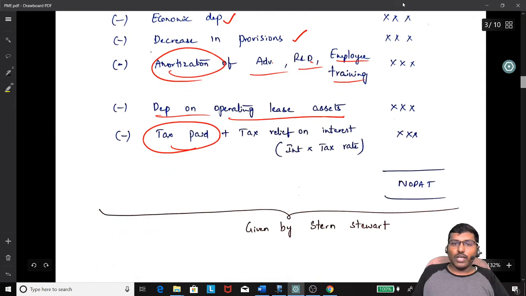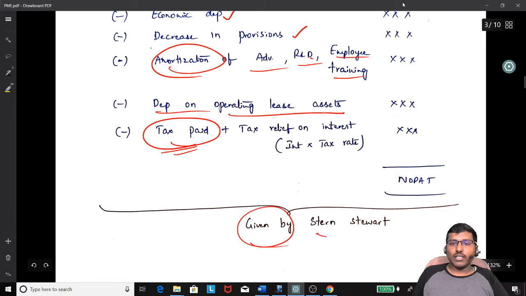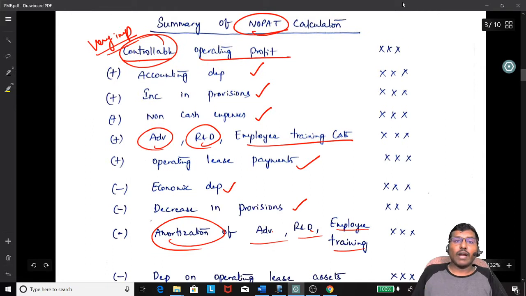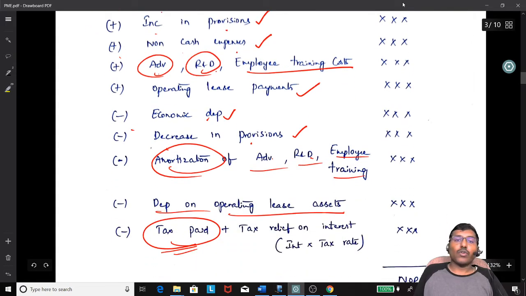Another important point is tax paid only. This is given by Stern Stewart. One more time you will revise the summary of NOPAT calculation. Controllable operating profit is what you have to take. Add accounting depreciation, reduce economic depreciation. Add increase in provisions, reduce decrease in provisions. Add non-cash expenses. Add advertisement, R&D, employee training cost, whereas reduce amortization of the same advertising, R&D, employee training cost. Add operating lease payments, reduce depreciation on operating lease, and reduce tax paid. Of course, you need to add the tax relief on interest.